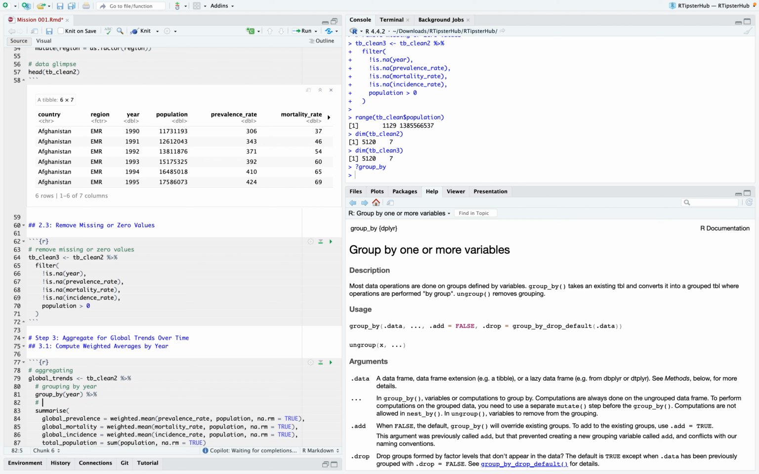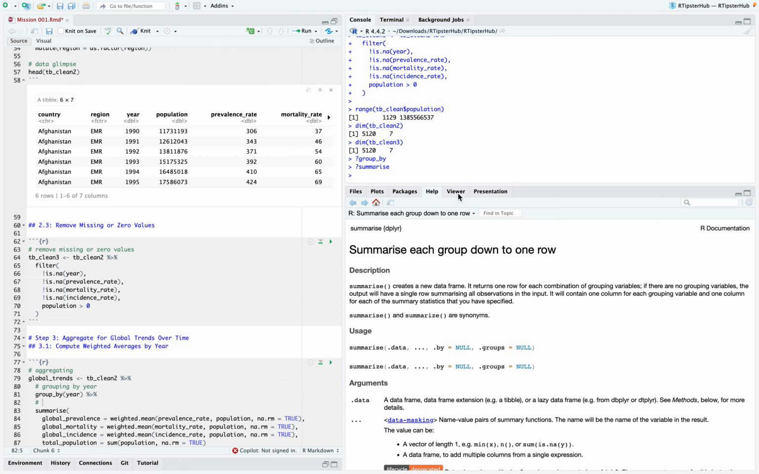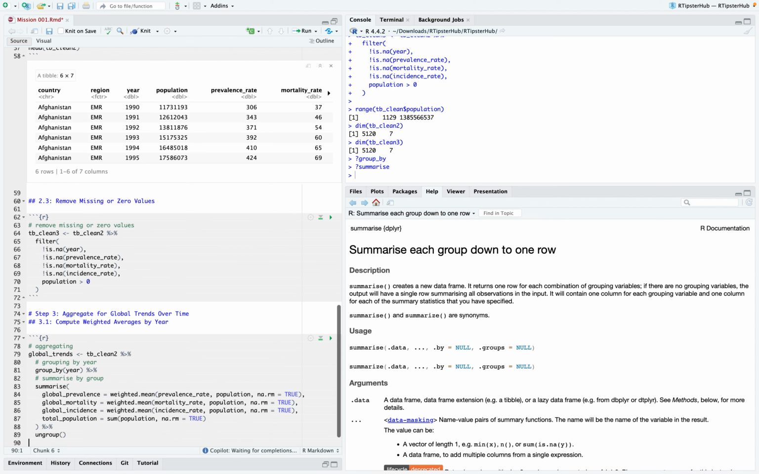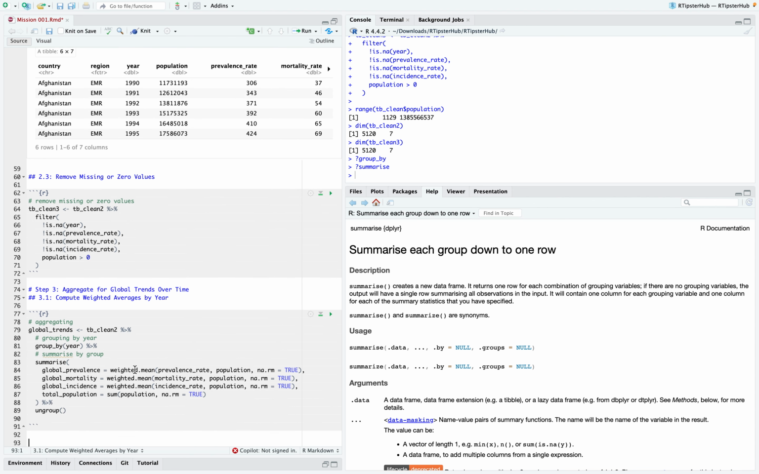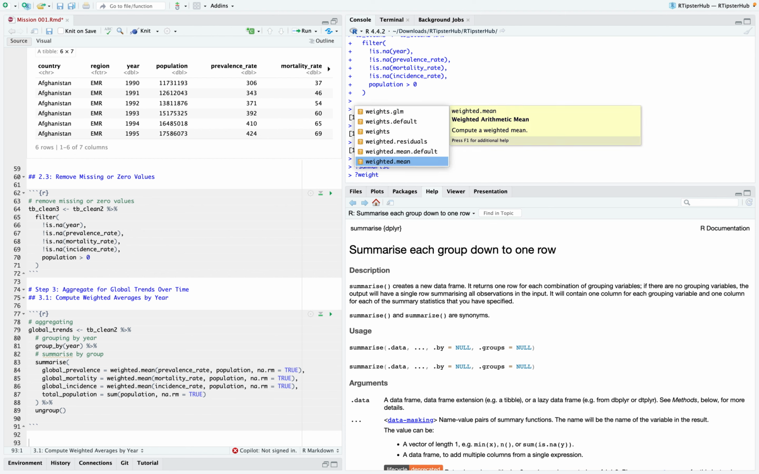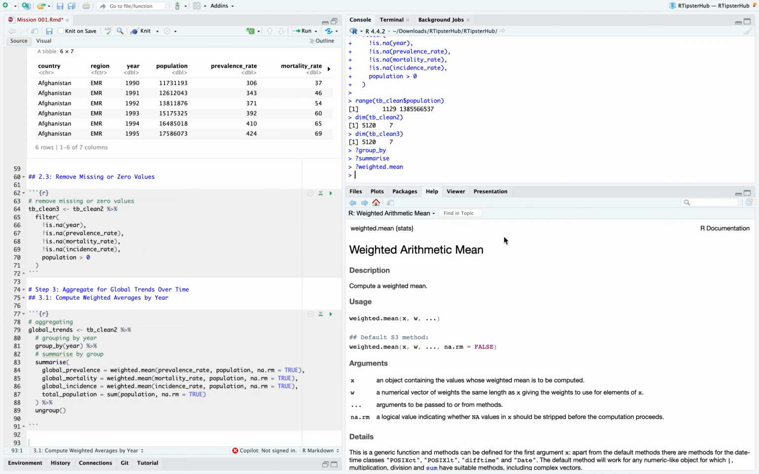And then we go to summarize. So what is summarize? Summarize creates a new data frame. It returns one row for each combination of grouping variables. So we've grouped the variables and then we are saying, for each group, give me a summary. Okay, so summarize by group, and then we say global prevalence is weighted mean. So we have weighted mean. What is weighted mean? Compute a weighted mean.